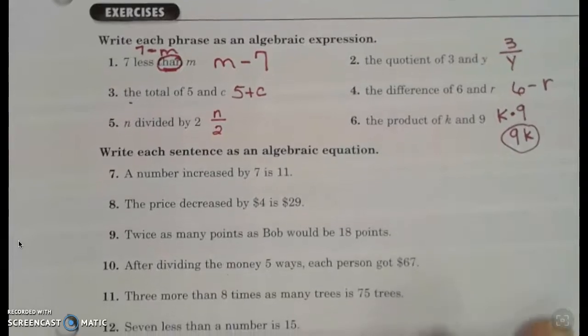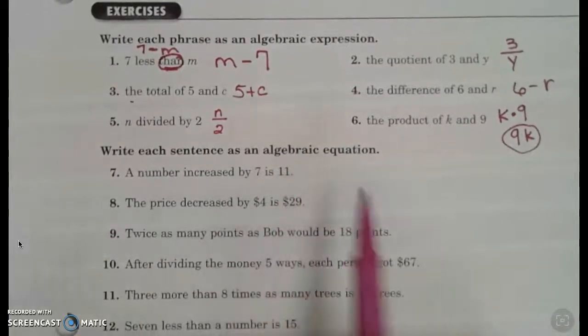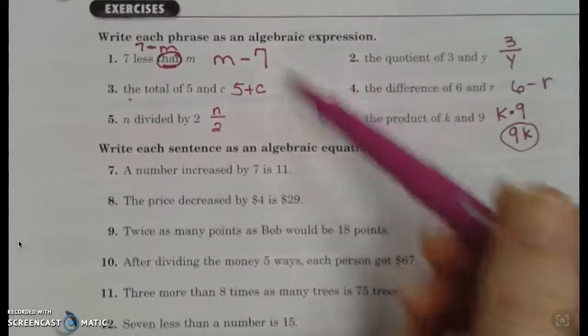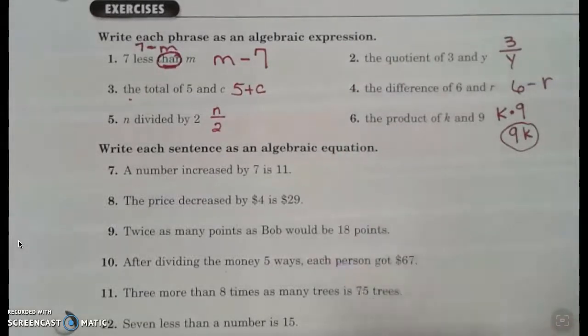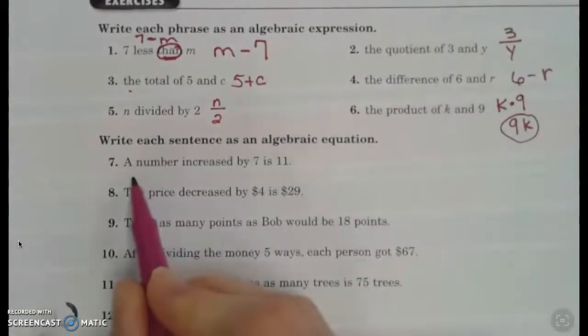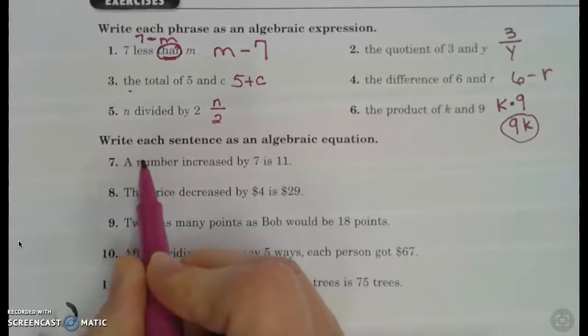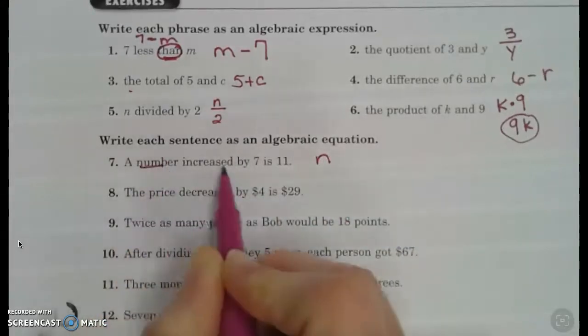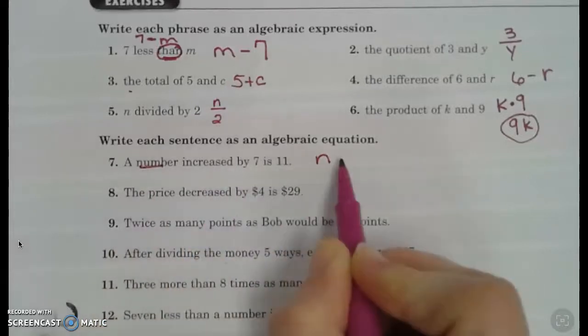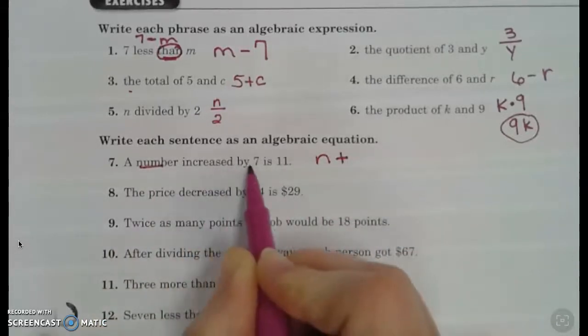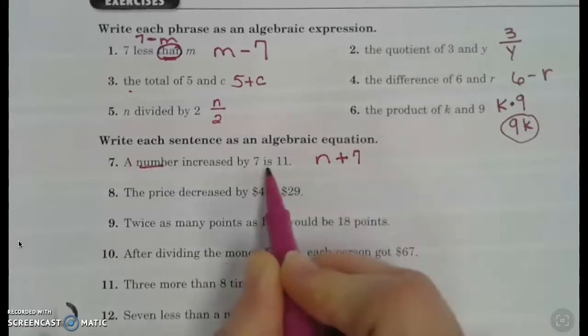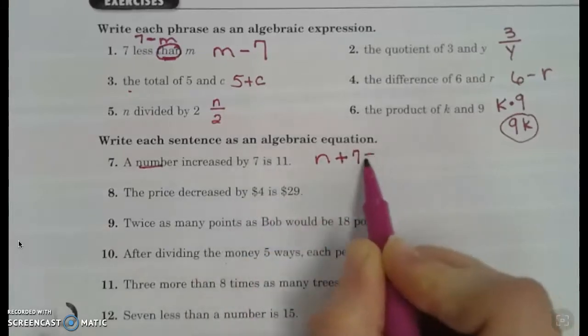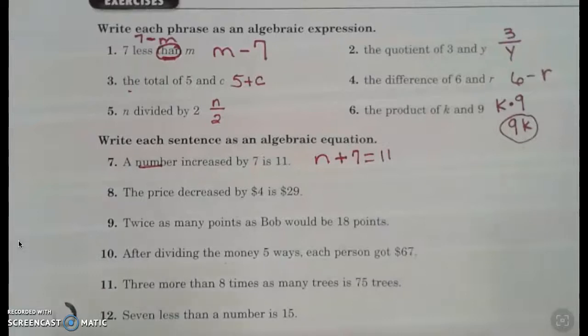So now if we do these equations, remember equations have an equal sign in them. That's the only thing that's different between these two. So when we look at this, it says a number. So a number, we don't know what that number is, so we can just put n. So a number, that's n, increased by, so increase is going to be add, and it says increase it by 7, and "is" was equals 11. So there's our equation.